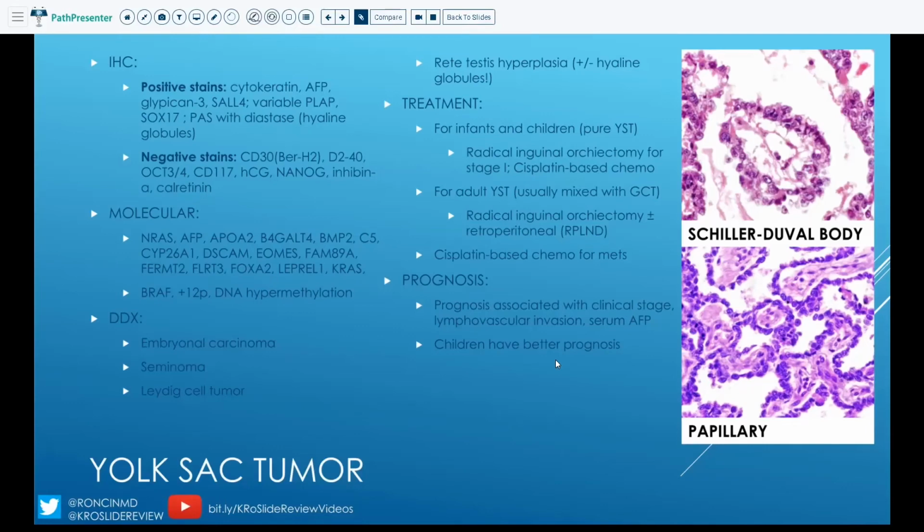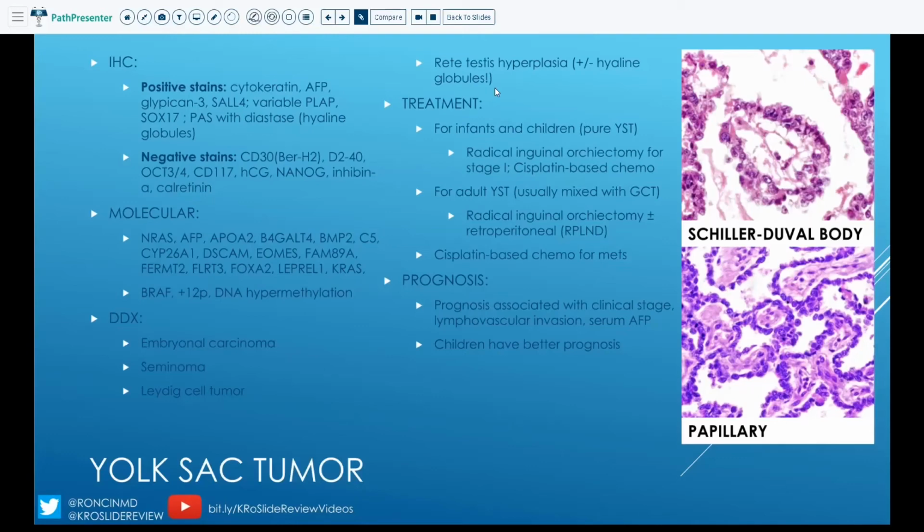For molecular, again, a very lengthy list. NRAS, AFP being the two big ones to pay attention to. And you can also see things like your KRAS, BRAF, that gain of 12P that we've seen in everything in this area so far today, as well as that DNA hypermethylation. Your differential will include things like embryonal carcinoma, seminoma, Leydig cell tumor, and rete testis hyperplasia. Remember, rete testis hyperplasia can also have hyaline globules, so that's something to keep in the back of your mind.